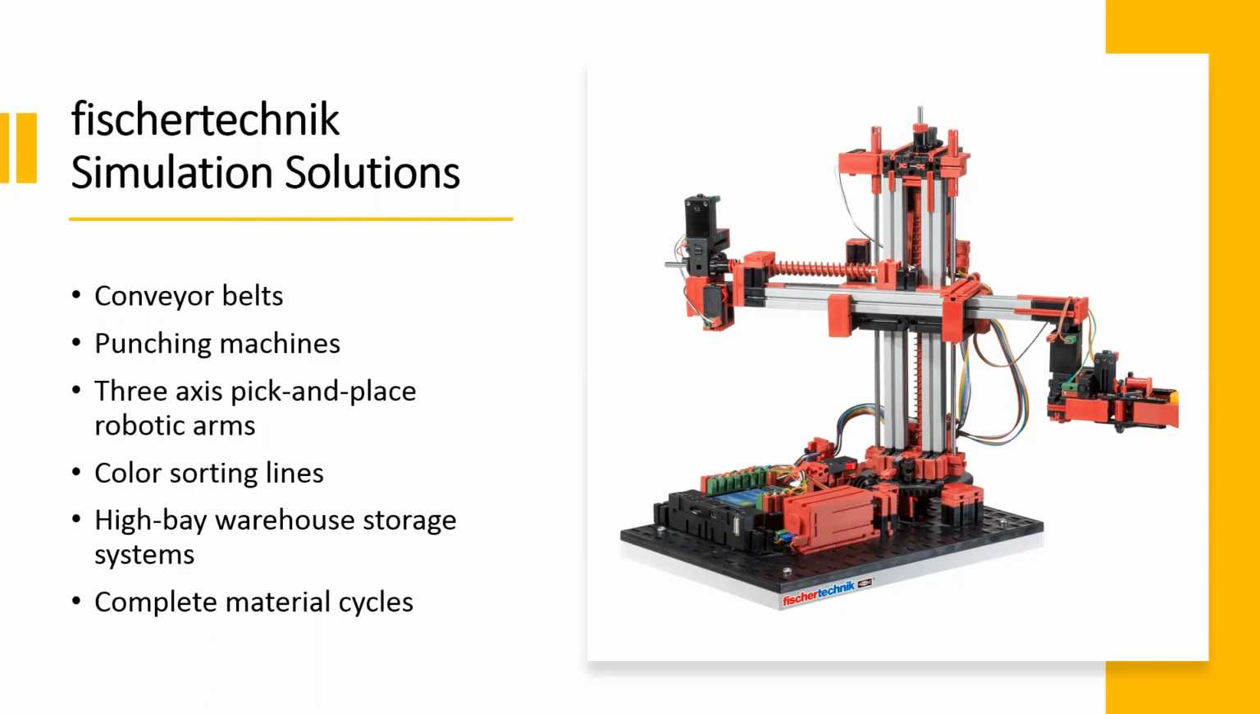Now, this model consists of 4 individual workstations, a vacuum gripper robot, a high bay storage warehouse, a multi-processing station with an oven, and a sorting line with color detection, which all work together as one self-contained material cycle. And of course, we're going to look at that in a little while.